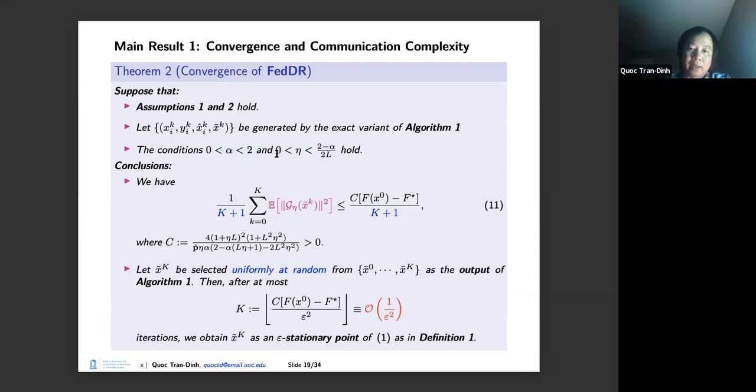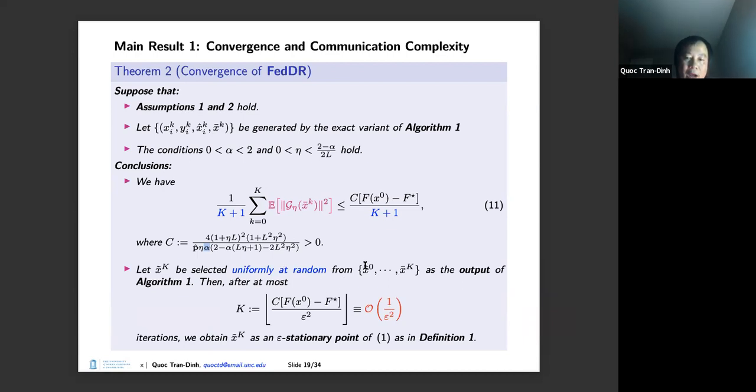So by using the step size and all parameters, we can show that the right-hand side here is essentially the average of the gradient square. Gradient mapping square will be converged with the rate of 1 over k. And of course, the constant c here depends on all the parameters that we have, including the Lipschitz constant, step size, the probability, and also the relaxation parameter alpha. Of course, we're not trying to optimize this right-hand side, but that could be done.